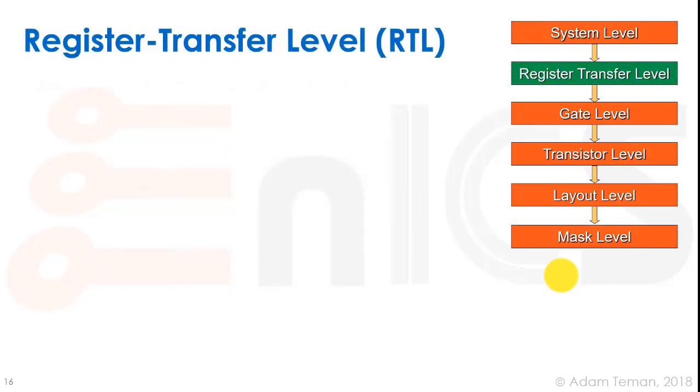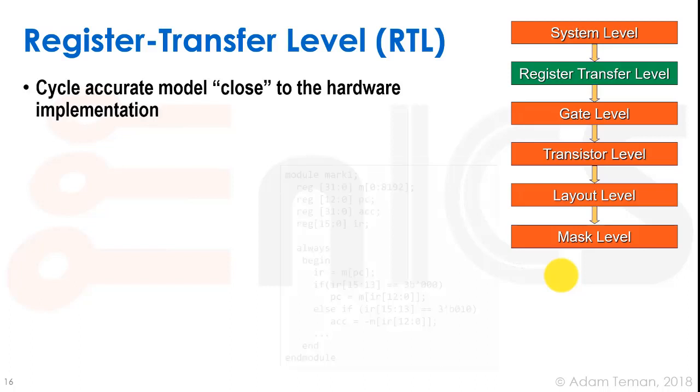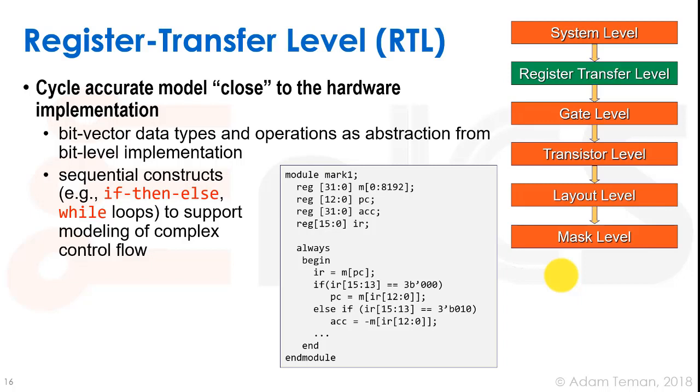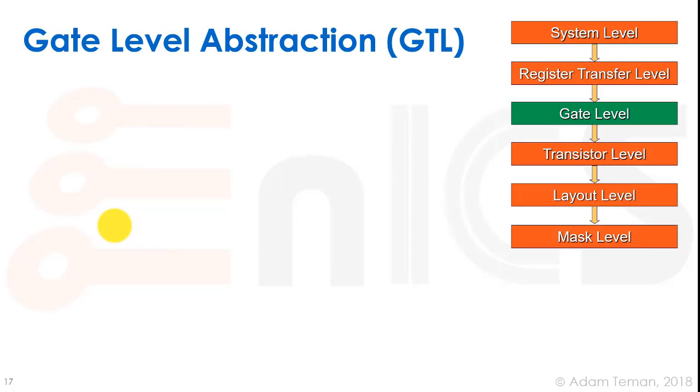Going from the system level down to the register transfer level, which is already part of our curriculum here, we have a cycle accurate model that's very close to the hardware implementation. We use bit vector data types and operations that are abstractions from bit level implementation. Basically we have a bunch of zeros and ones, which are usually some sort of voltage level, and we use these zeros and ones as bits, and we can build bit vectors out of them. Everything we do in register transfer level uses these bit vectors, such as you can see here, a 32-bit register. We use different types of sequential constructs, such as if-then-else, to support the modeling of complex control flow. We will learn about that a lot in our next lecture, and we'll know how to exactly describe register transfer level.